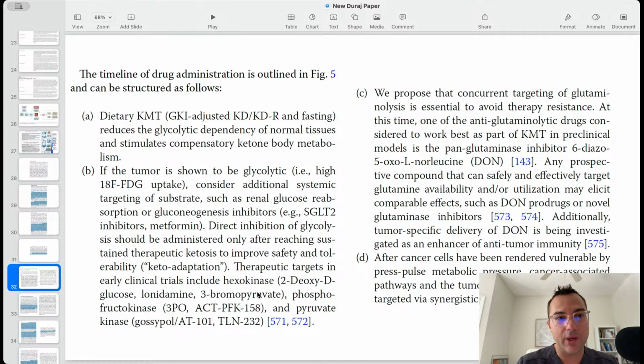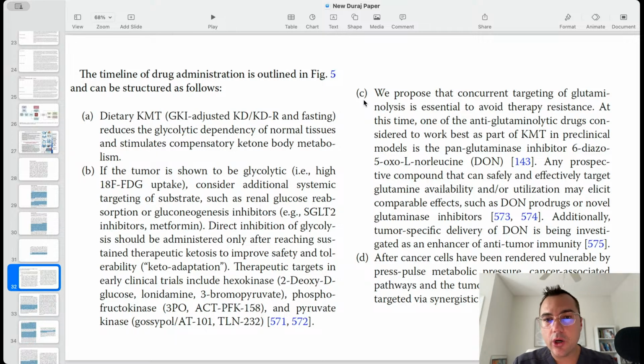It's not even funny. When we get to the glucose side of the house on the channel, aside from this paper, you're going to be very reassured, okay, because there are tons of things that block hexokinase other than 2DG or these other drugs, and other enzymes along the glycolysis pathway. So don't worry if you've never heard about ACT-PFK-158. I haven't either. Don't worry.